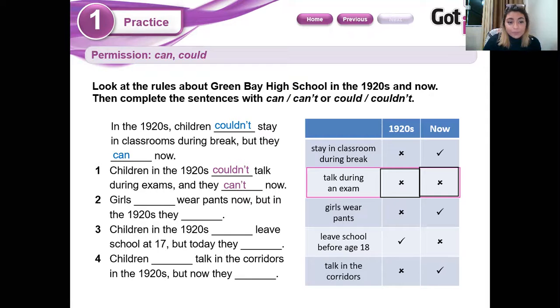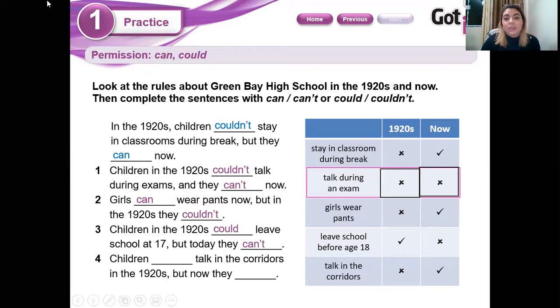Go. Okay, so number 2, let's check. Girls can wear pants now, but in the 1920s they couldn't. Children in the 1920s could leave school at 17, but today they can't.